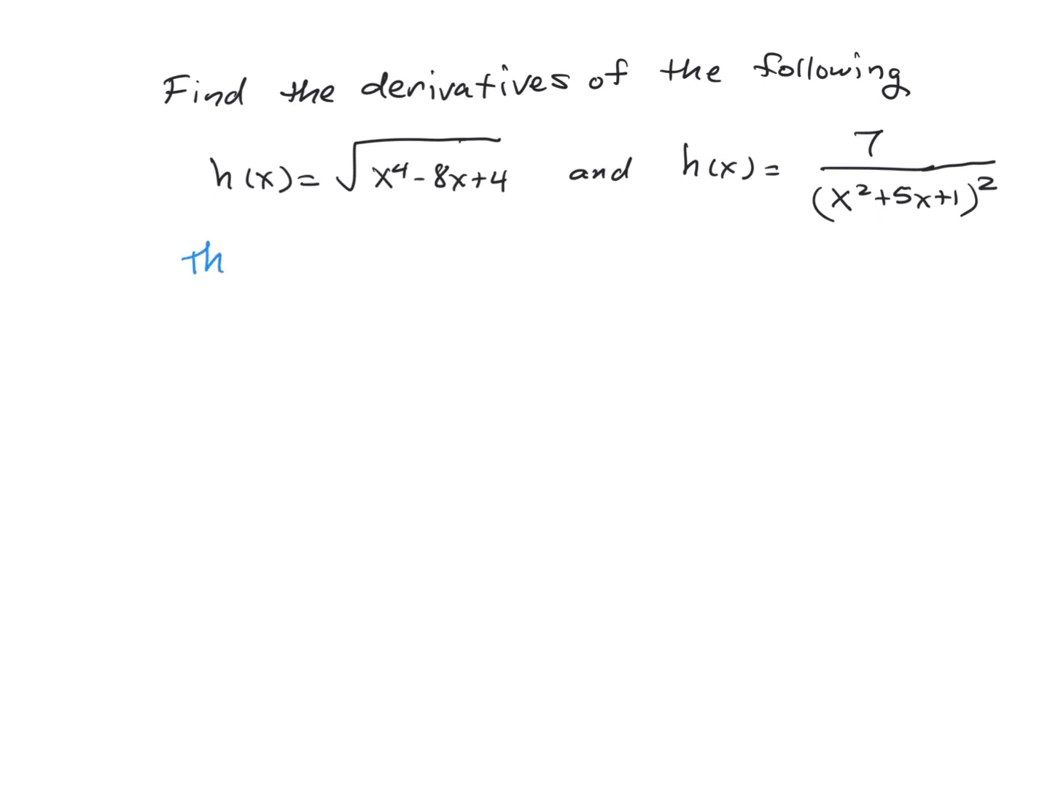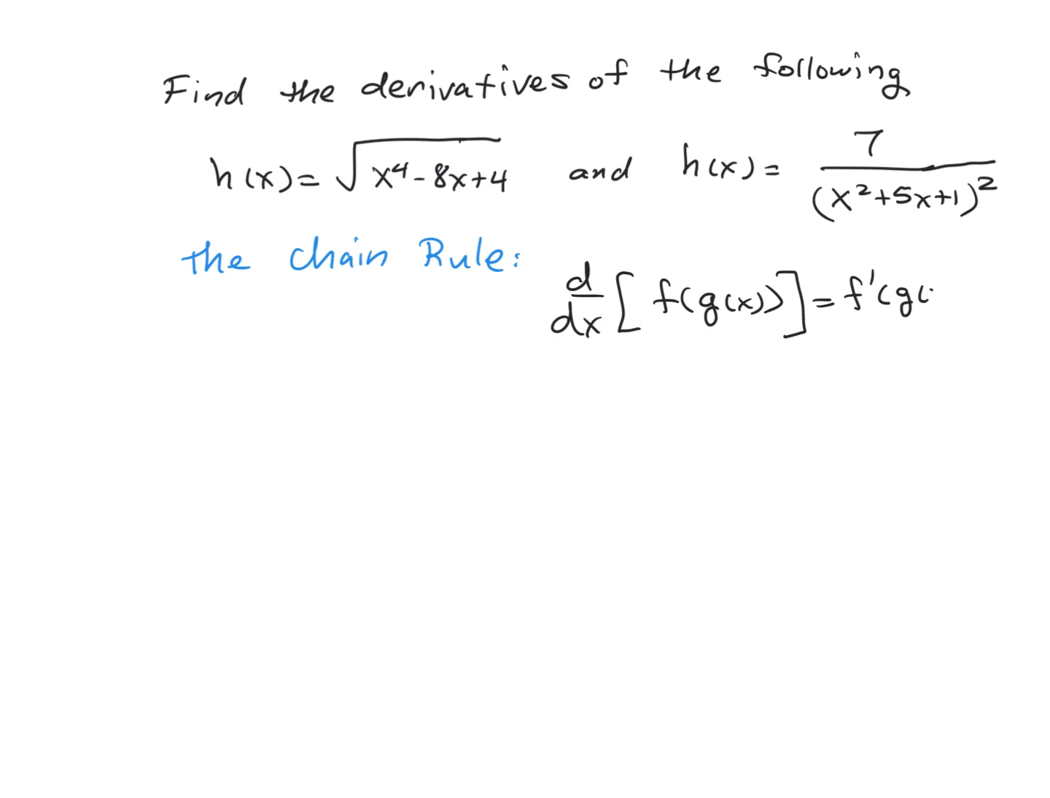So to just kind of remind ourselves of what the chain rule is, it basically says that the derivative of the composition of functions is going to be the derivative of the outside function evaluated at the inside times the derivative of the inside function. So in this case, it is f prime of g of x times g prime of x. So let's first take a look at our h of x function.